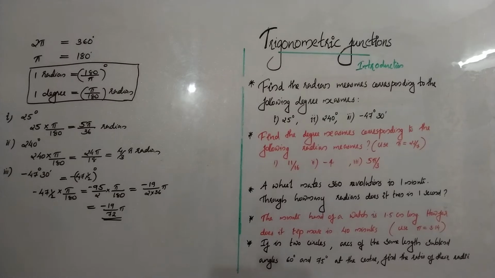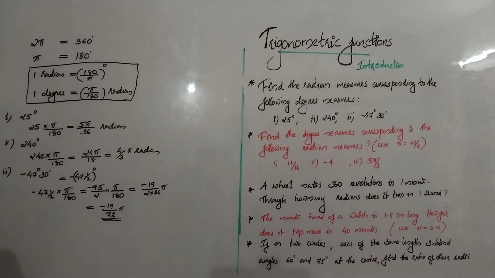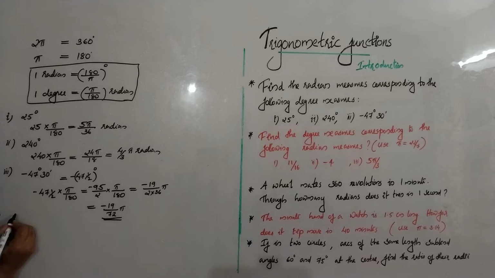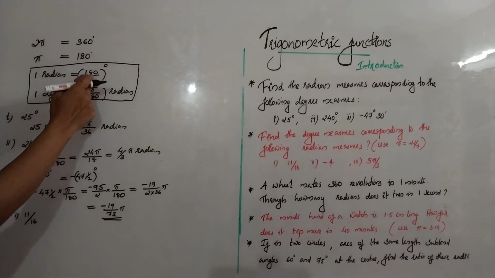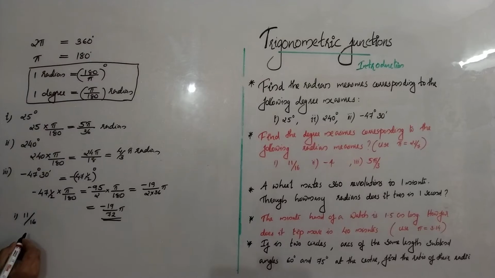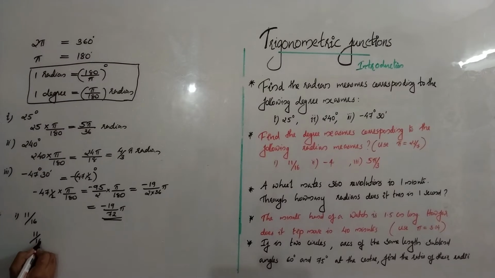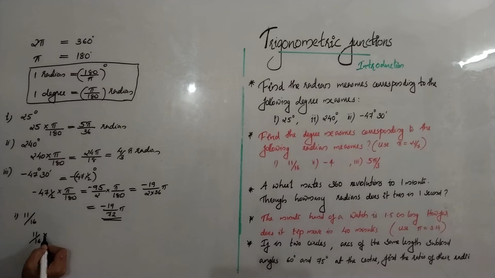Now the second question is: find the degree measures corresponding to the following radian measures. First one is 11 by 16 radian. Here we can use this equation: 1 radian is equal to 180 by pi degree. Then 11 by 16 radian is equal to 11 by 16 into 180 divided by pi.